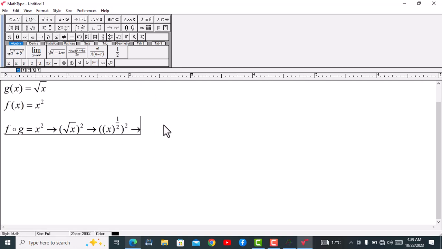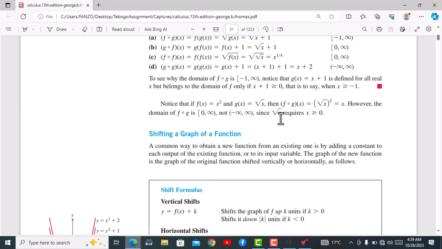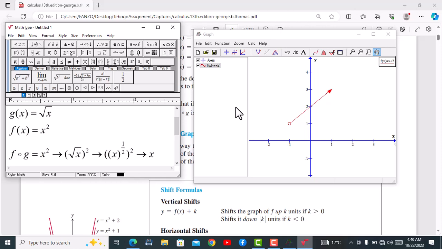And we can show with an arrow once again. So 1/2 times 2 is 1, so you are just left with x. So this is exactly, I think, what Thomas should have found. You are just left with x.